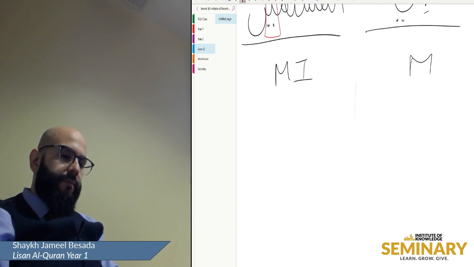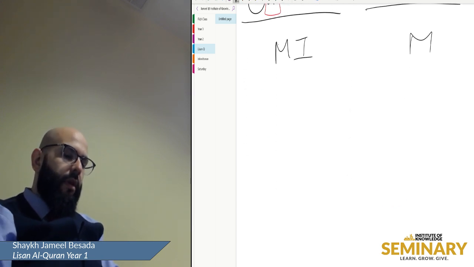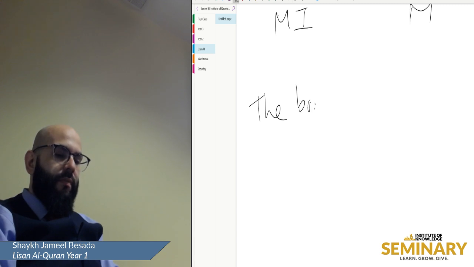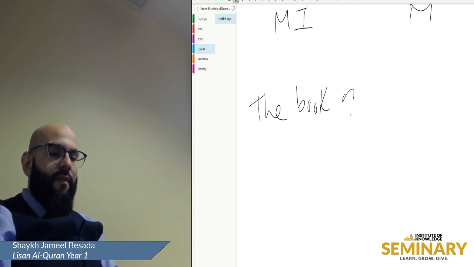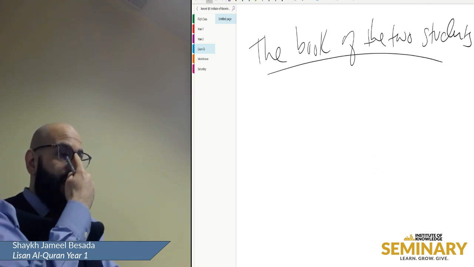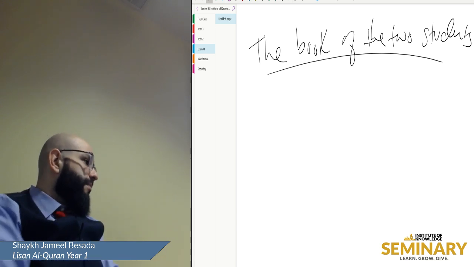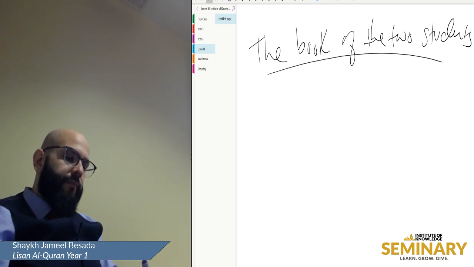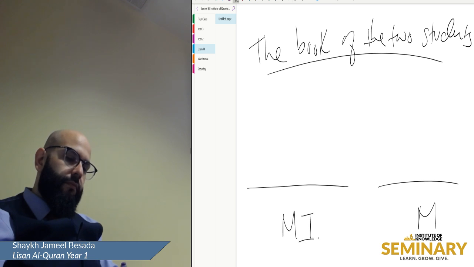Let's do another one. Let's do another easy one. The book of the two students. So identify the item that's being possessed and who is possessing the item. Does the book belong to the two students, or do the two students belong to the book? Okay?